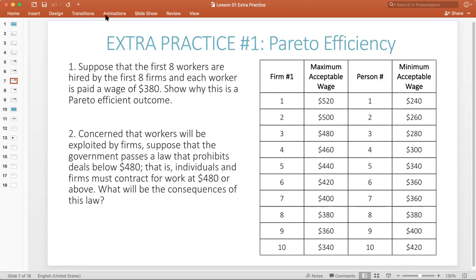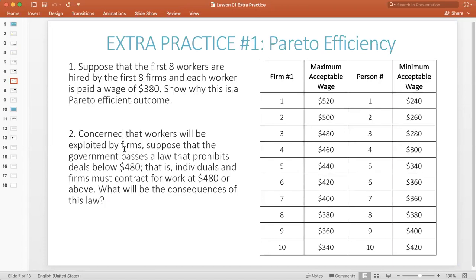Number 1 says, suppose that the first 8 workers are hired by the first 8 firms, and each worker is paid a wage of $380. Show why this is a Pareto efficient outcome. When we talk about Pareto efficiency, what we're saying is we want some kind of outcome that makes it impossible to change that outcome in a way that will make someone better off without making someone else worse off.